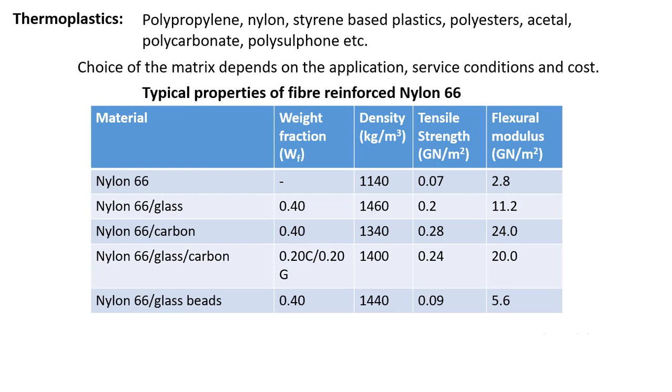So nylon is a thermoplastic material. Here you can see that we have different percentages of fiber in the range of 0.4, glass fiber 0.4, with carbon, glass and carbon fiber together 0.2 and 0.2, and glass beads.